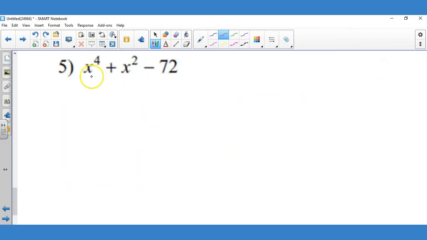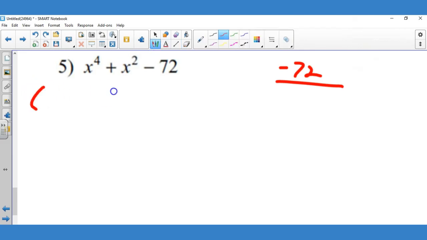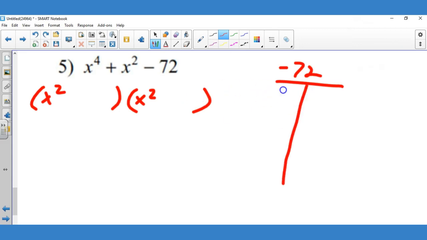Now again, the leading coefficient is 1, so we're going to look at the constant, -72. We need to figure out what factors of -72 will add to give me 1 right here. So let me go ahead and get my parentheses out here. x squared, x squared. Now for 72, the factors we have 1 and 72, of course, that's not going to give me 1.